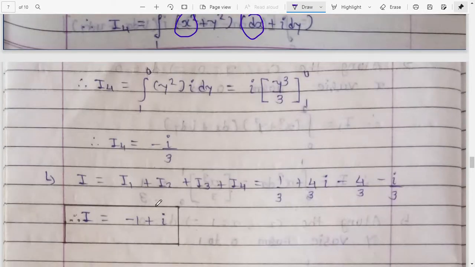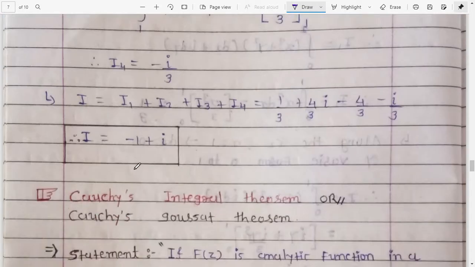Now adding all the integrations, 1 by 3 plus 4 by 3 into iota minus 4 by 3 minus iota by 3 is equal to minus 1 plus iota. This is the integration.